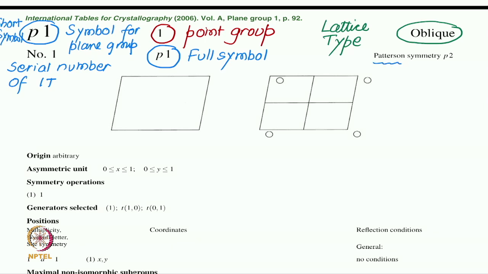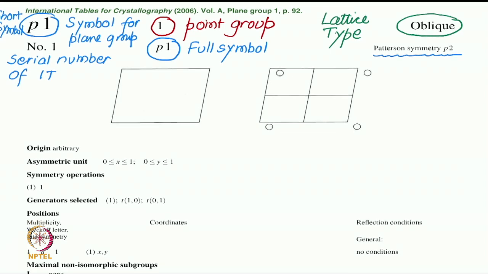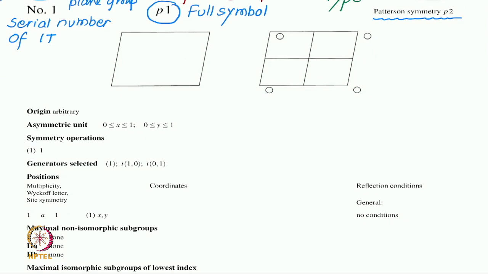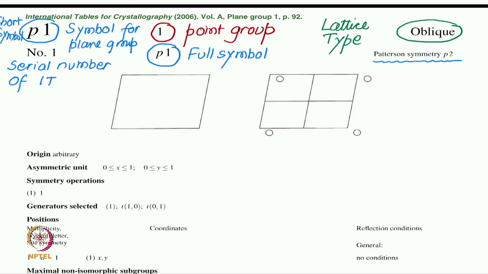Patterson symmetry is something which we will not discuss in the current discussion, but there is information. This has to do with the diffraction patterns. Now, let us look one by one at the other items. Origin is arbitrary, and the two diagrams.